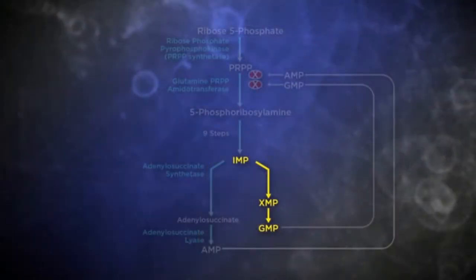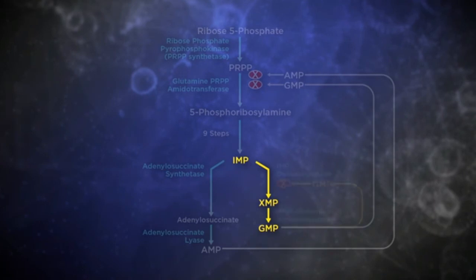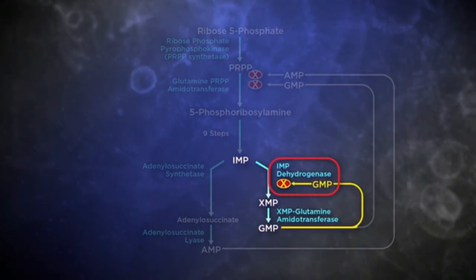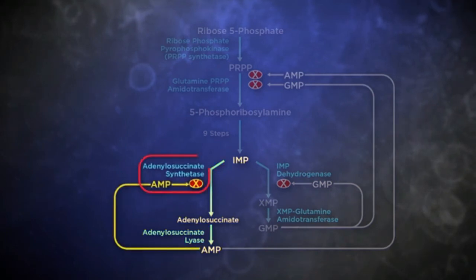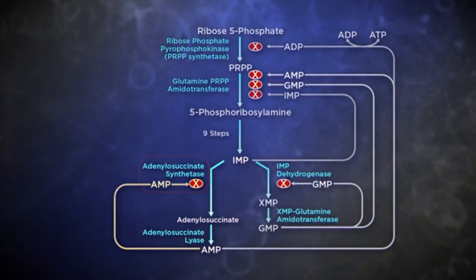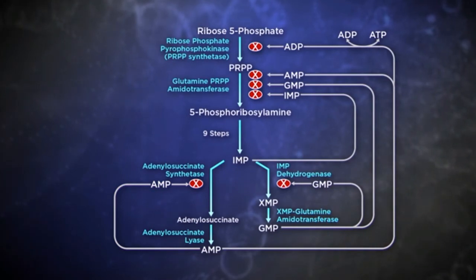We also see regulation of the pathway at the branch point from IMP to AMP or GMP. The enzyme that leads to synthesis of GMP from IMP is inhibited by GMP, whereas the enzyme that leads to synthesis of AMP from IMP is inhibited by AMP. These controls ensure that appropriate levels of the two purine nucleotides are made.